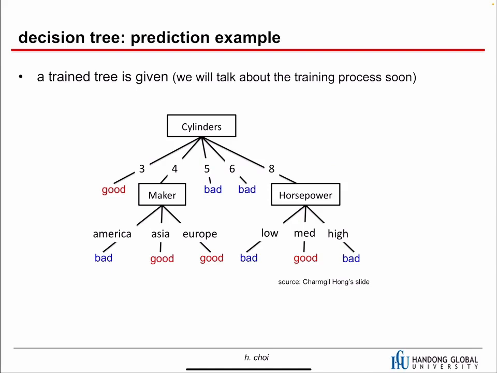And let's assume that this decision tree is already trained. We're going to talk about the training later. If this one is given, the first question is the number of cylinders. Is it 3, 4, 5, 6, 7? Oh, this is not a binary tree, but usually we will have a binary tree. So the number of cylinders, and if it is 4, then the next question is maker. Is it America, Asia, Europe? And depending on this maker, we can find the result.